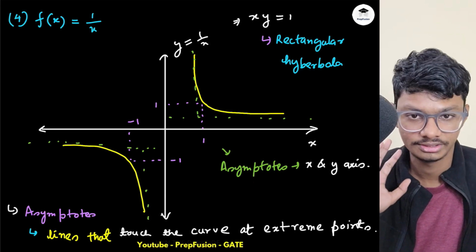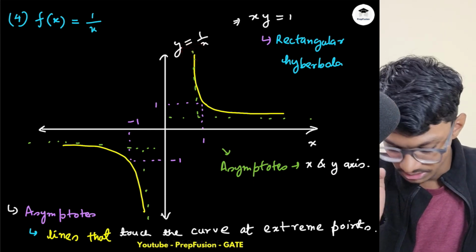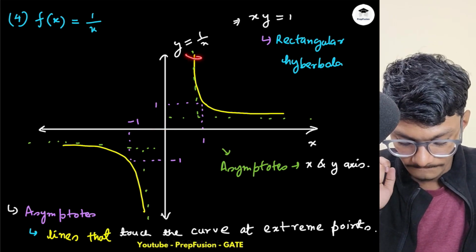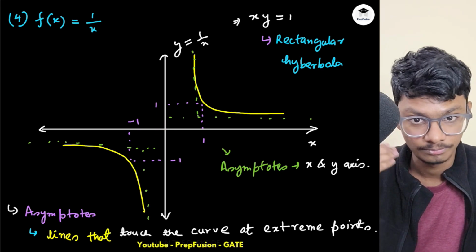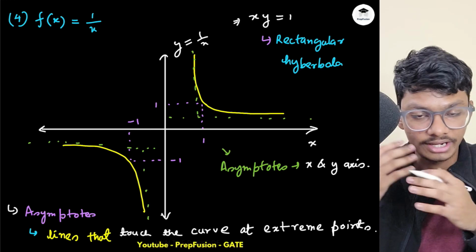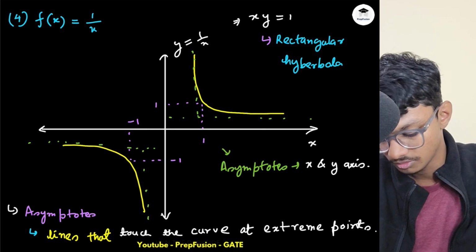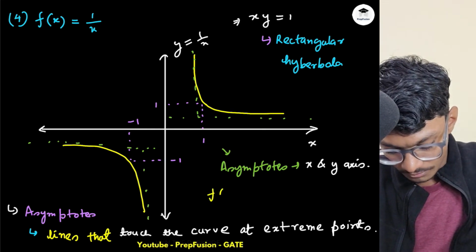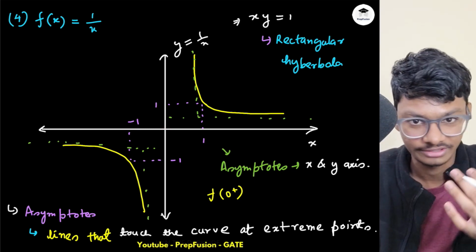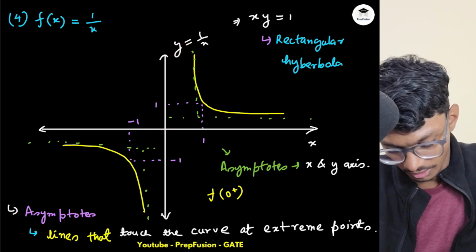Also, one more thing to notice: just after x equals 0, my f of x is positive infinity, and just before this my f of x is minus infinity. So what can we interpret from this? There are many things we will be able to interpret in the limits chapter. I just wanted to give you a sneak peek: f of 0 plus, just after 0, is going towards plus infinity. So f of x is plus infinity.